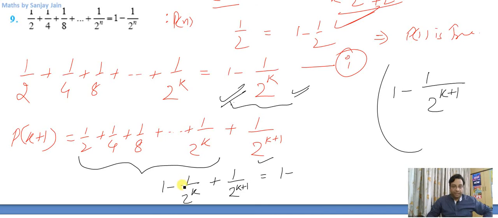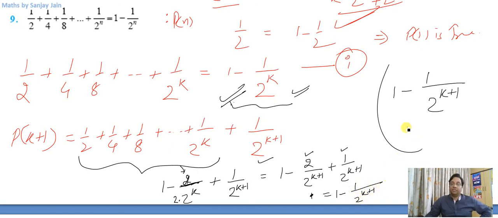So if I multiply, let us say this term, this middle term here, multiply and divide it by 2. So what I am doing is, I'll write it 2 here and multiply the denominator by 2. So what will happen is, it will become 1 minus 2 upon 2 raised to power k plus 1 plus 1 upon 2 raised to power k plus 1. This is minus 2 of something, this is plus 1 of something. So I'll be left with minus 1 of that. So that will be equal to 1 minus 1 upon 2 raised to power k plus 1, which is this, right? Hence I can say p of k plus 1 is true.